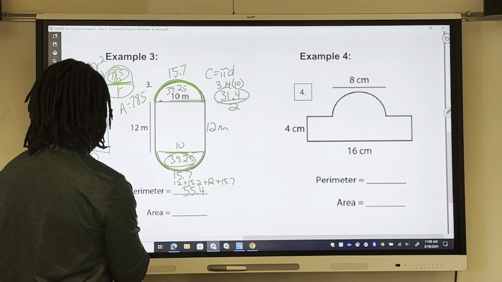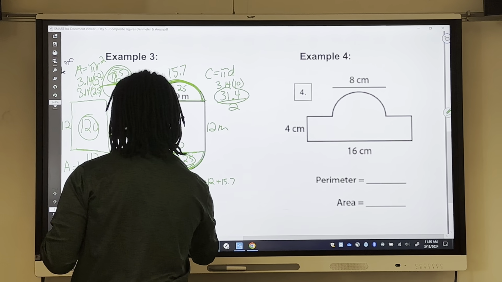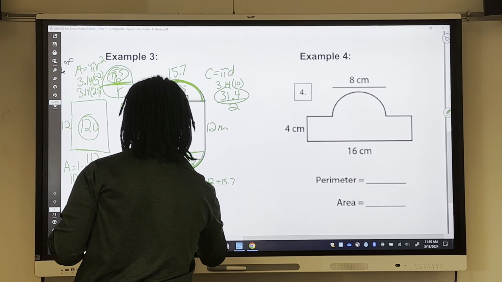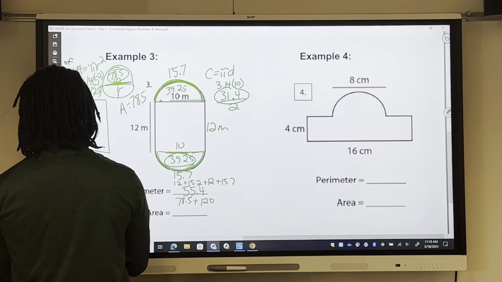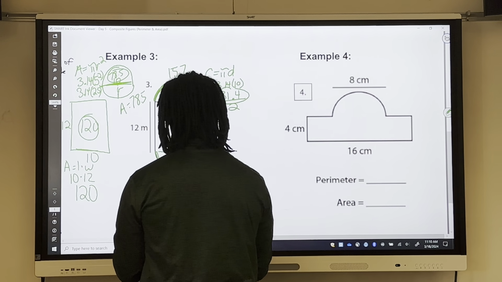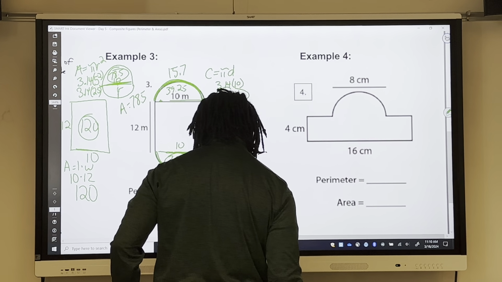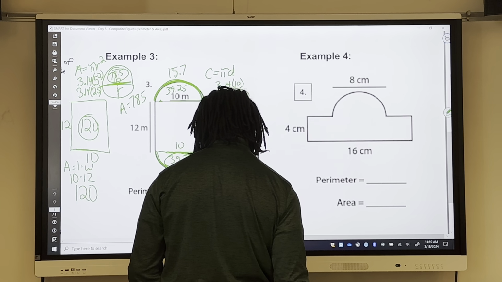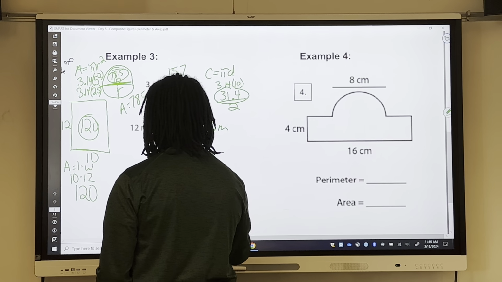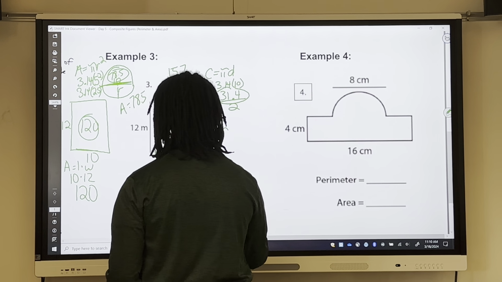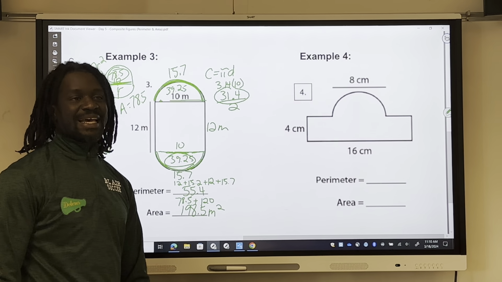So I'm just going to add 78.5 plus 120, okay? 120 plus 78.5, and that gives me 198.5. So 198.5, and that is meters squared. All right. Okay, for this last one.